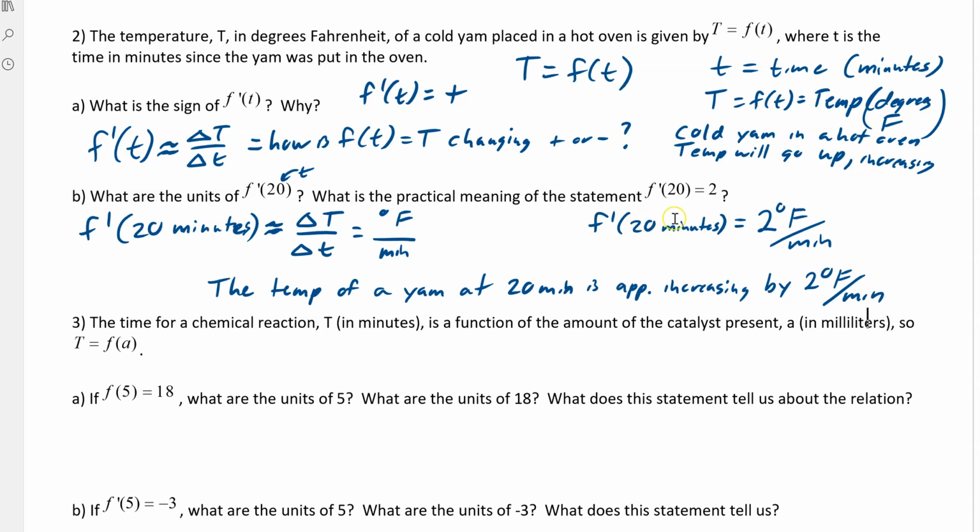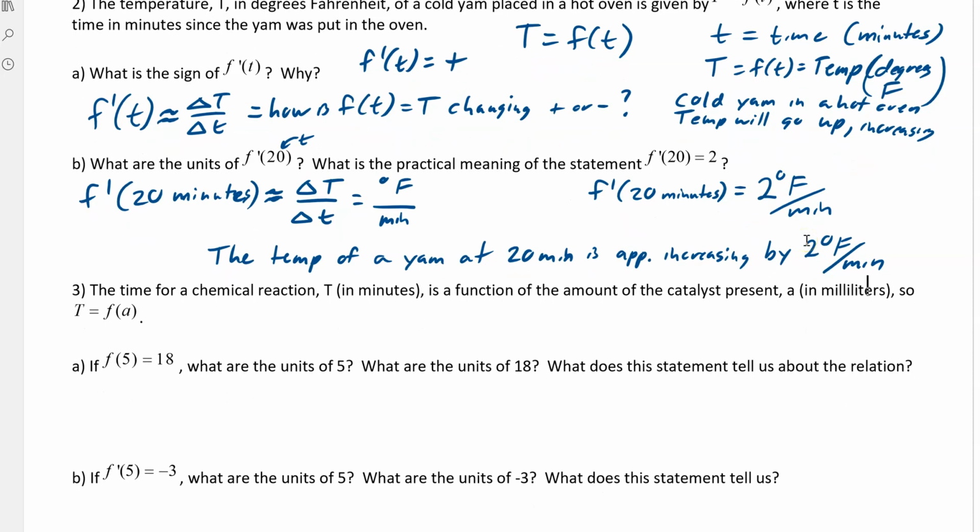So what this means is by finding the derivative at 20 minutes, we can take out whatever temperature is. So let's just say the yam is 350 degrees at 20 minutes. Then at 21 minutes, we would expect the yam to be 352 degrees. It would be a 2-degree increase. So that's what this means. When you see a derivative, it's telling you the approximate change that we're going to get. So the temperature of the yam at 20 minutes is going to increase by 2 degrees Fahrenheit per minute. And we don't know if it will or not. Remember, it's going to be off a little bit, but it's an approximation.